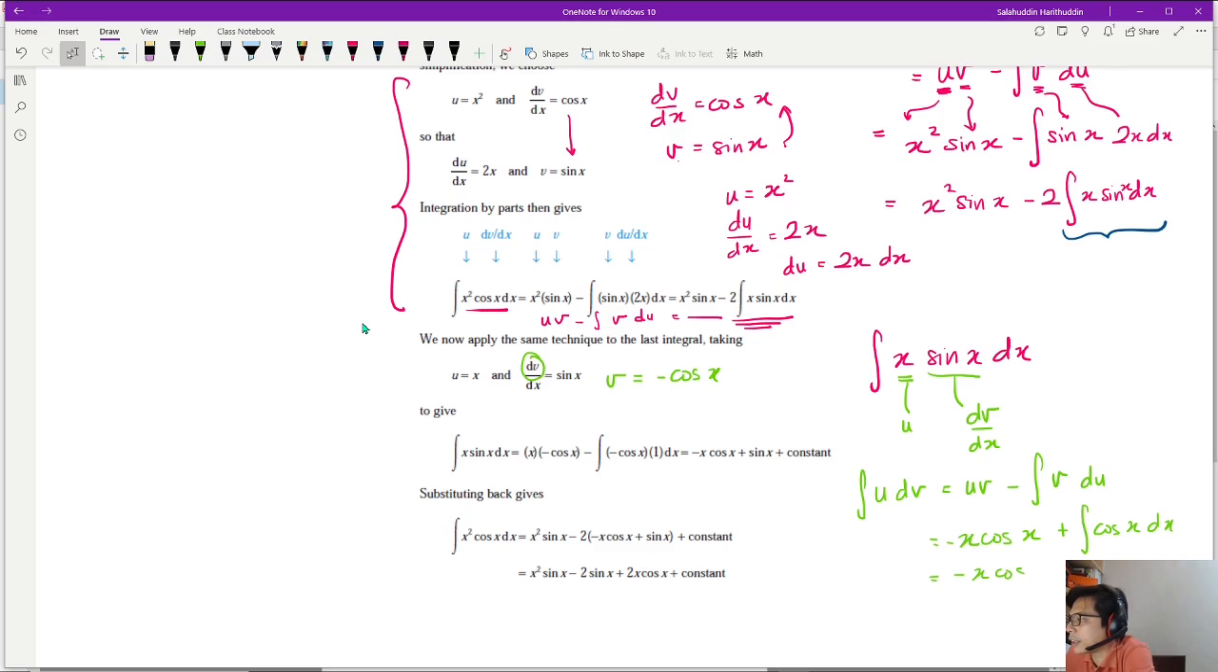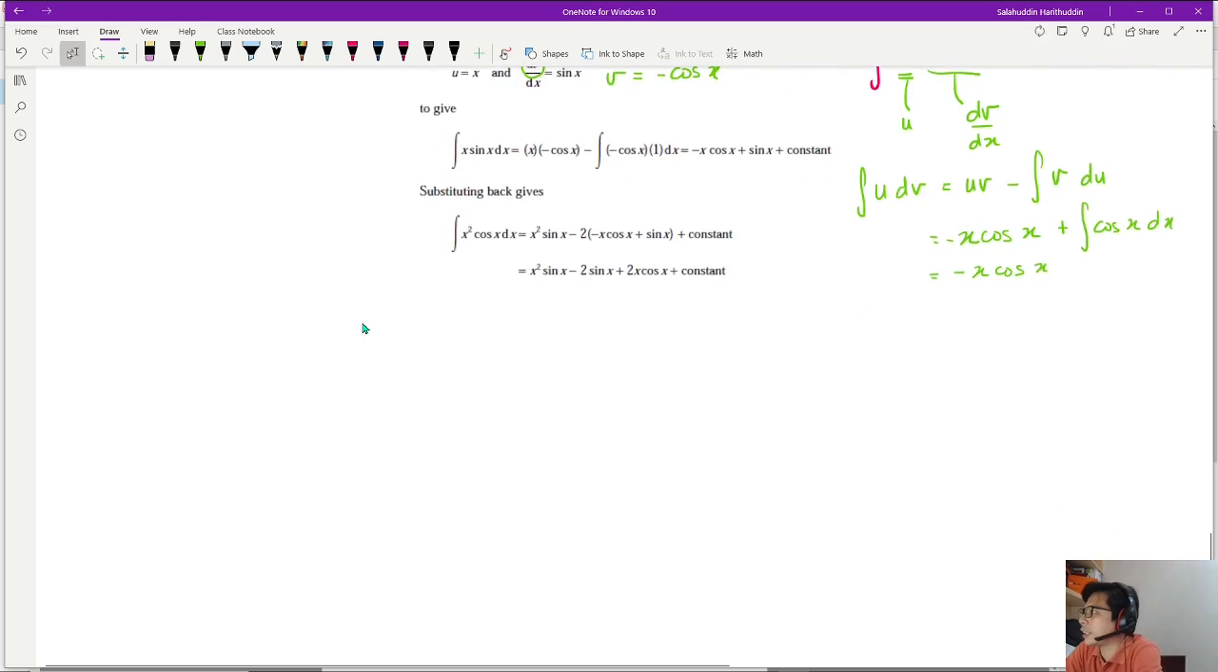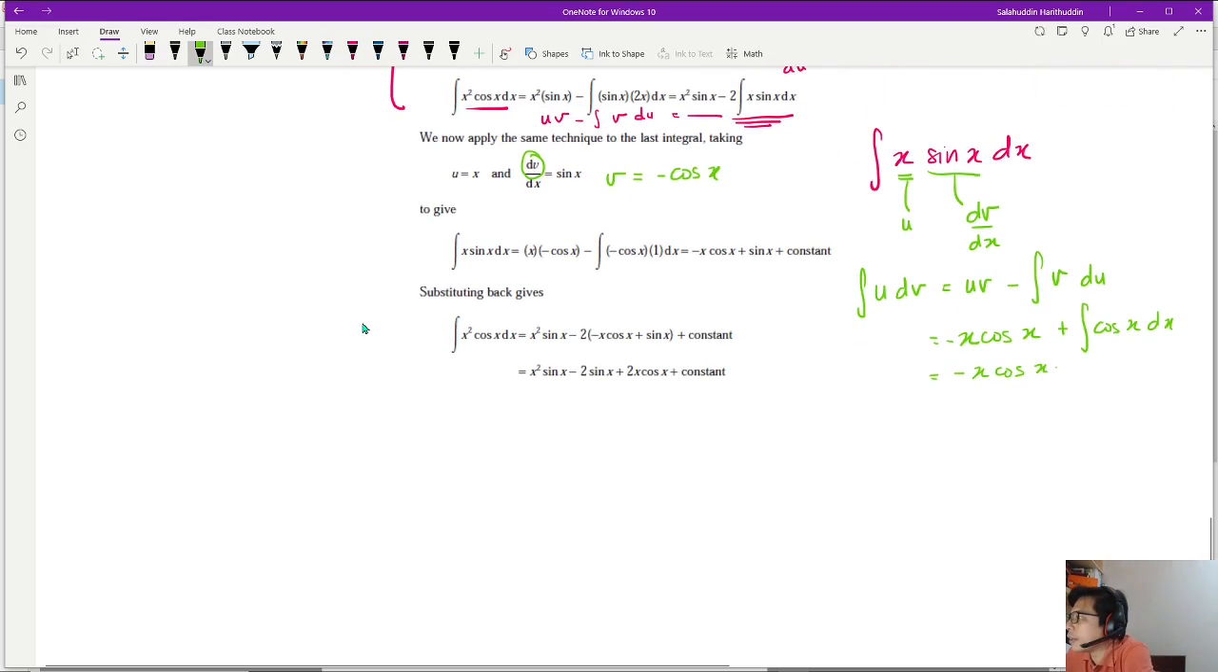What I've got is, oops, I don't think you could see it. Okay, there you go. Plus sine x plus a constant, just like this one. If we substitute back into the original one, you'll get what we've done before. And this is what we are doing now. Add them all up together and you get this answer. So that's actually a hard example.